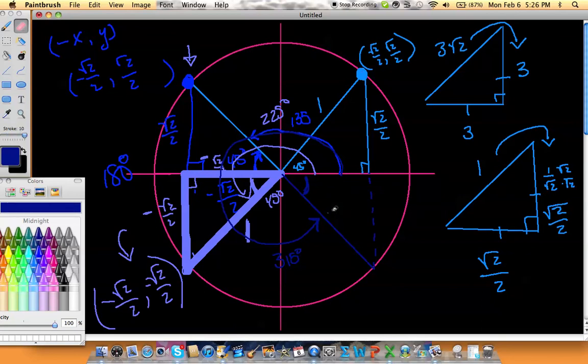That little angle right there is 45 degrees. So again, I have a hypotenuse of 1. This is root 2 over 2. And this distance here is also root 2 over 2. It's a positive x and a negative y. So I hope you can remember how to do that, and remember to use the reference angle. Good luck.